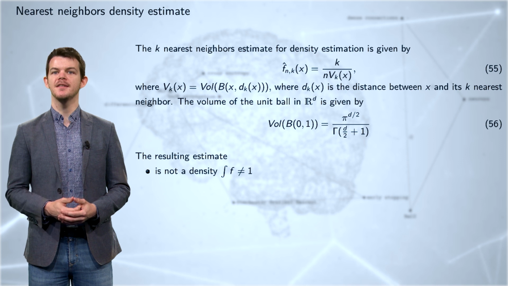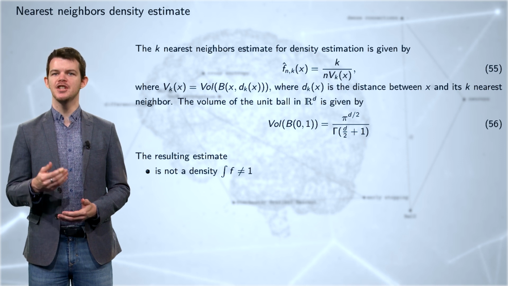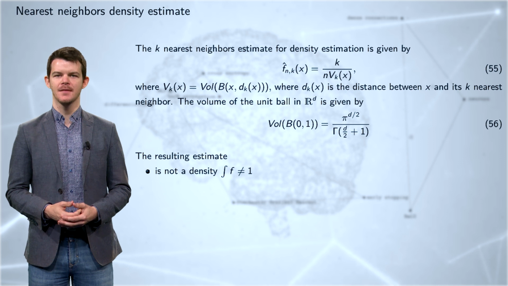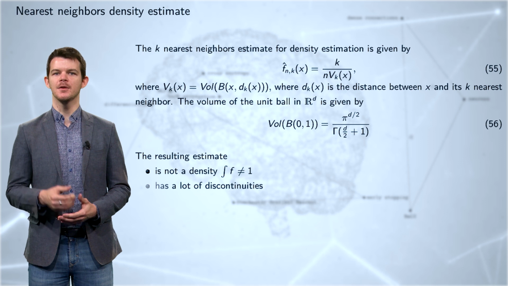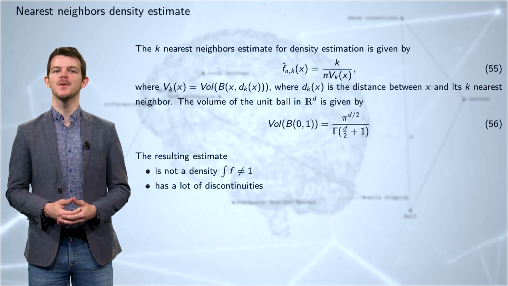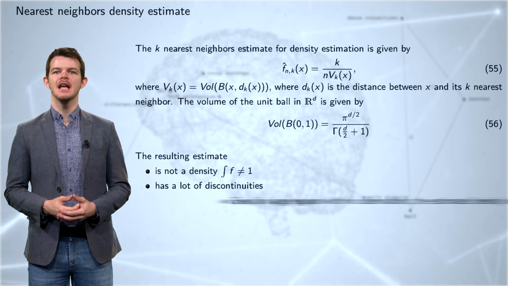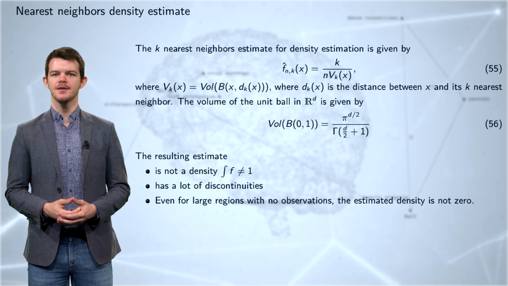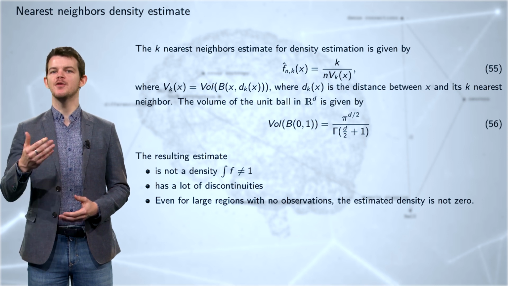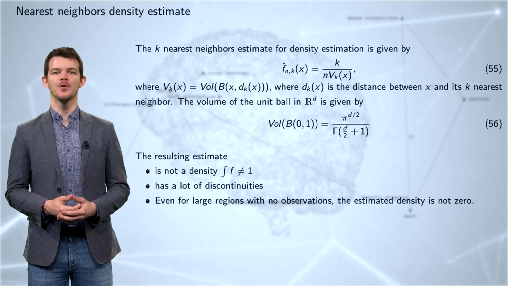This is due to the renormalization factor V_k(x), which depends on the query point. The nearest neighbor estimate also has a lot of discontinuities, because it does not vary continuously when you vary the query point. Besides, even for large regions with no observations, the estimated density is not zero, since you consider the ball containing the k nearest neighbors of x, which can be very large, making its volume also very large, and the corresponding estimate very small, but not equal to 0.